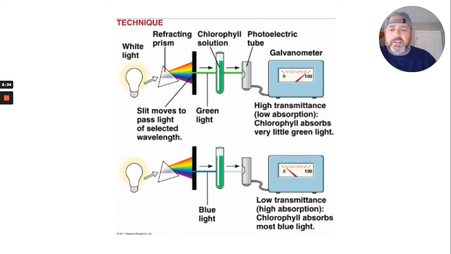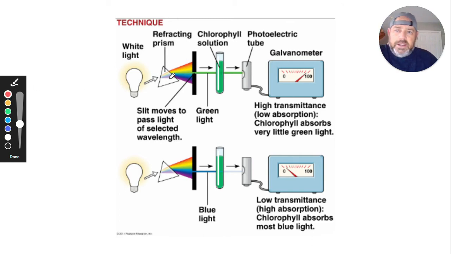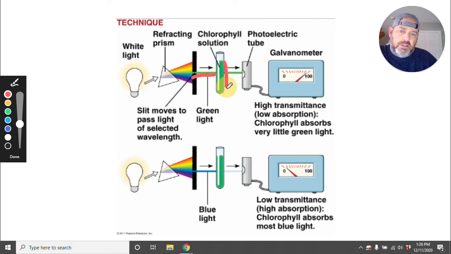This is just how they figured it out. So again, if we look right here, you throw light through a prism and you get your rainbow, and you run it through a filter, right? And here's chlorophyll solution where only green light comes out, and here's your green chlorophyll solution all in here. Well, only green light's going to go through, right? And so you get high transmittance and low absorption, right? All of the light that was able to go through is coming in there.